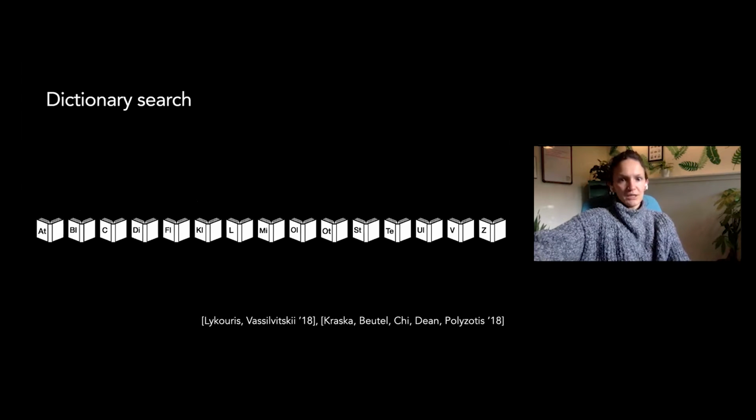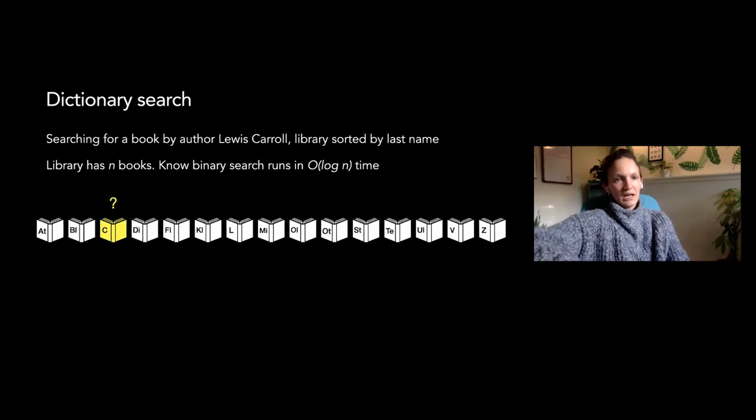All right, so dictionary search. I'm entering a library and I'm looking for the book by the author Lewis Carroll, like the Alice in Wonderland book. And this library is sorted by author last name, and it has N books. Any intro CS student would expect that the best thing we could do here is to walk in and run a binary search if I knew nothing about what I was looking for. So binary search will take me log n time.